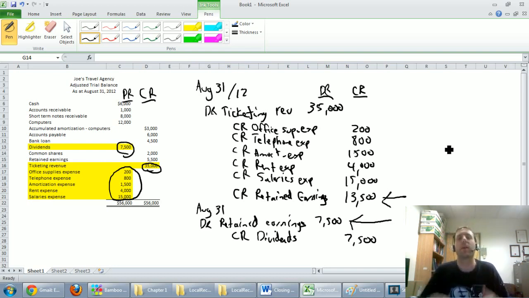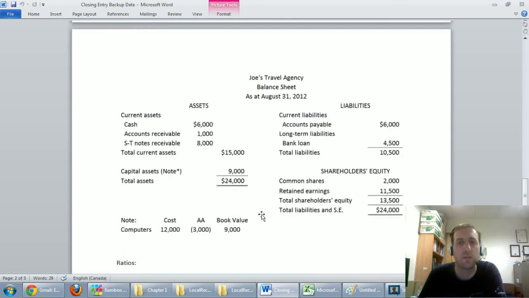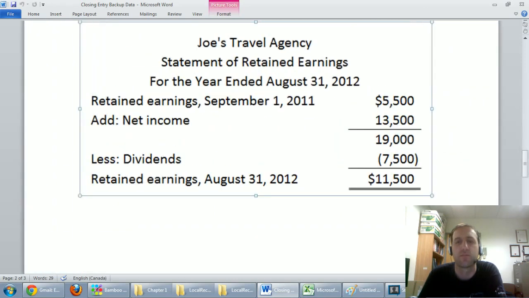Now I want to explain why we do this closing entry and why it works the way it does. So the main reason we do it is we want to reset. We want to start a new year at zero, as I've said. But the other issue is, let's take a look at our financial statements. We've got our income statement, our statement of retained earnings, and our balance sheet. I want to hone in on the statement of retained earnings.